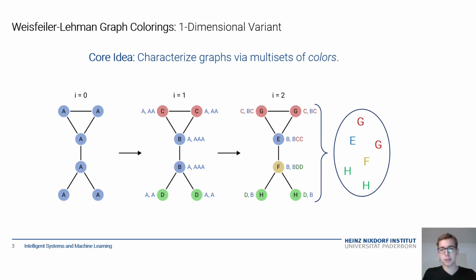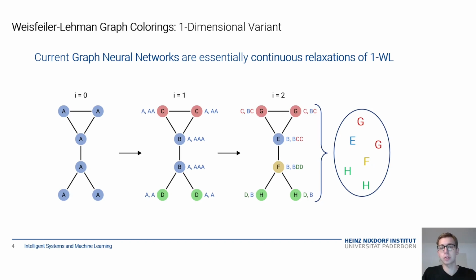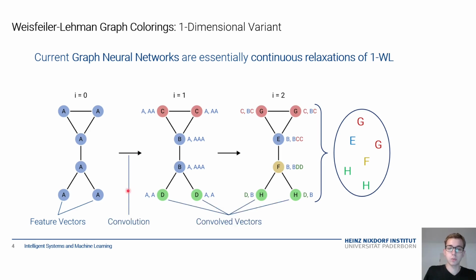Well, recent results have shown that essentially current graph neural networks are just continuous relaxations of this color refinement scheme that I just described. So in the GNN setting, we consider continuous vertex feature vectors, which correspond to the discrete colors in the original Weisfeiler-Lehman setting. And our refinement steps in the GNN setting correspond to graph convolutions, which produce continuous convolved feature vectors. In the end, after applying a sequence of convolution layers, we obtain a set of vertex feature vectors, which we could then, for example, aggregate to obtain a graph vector embedding.